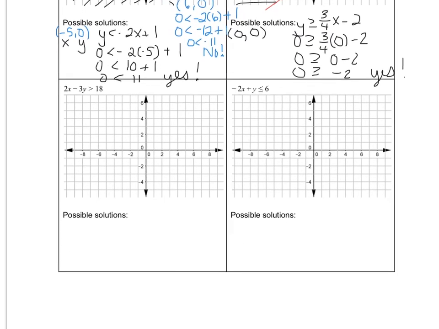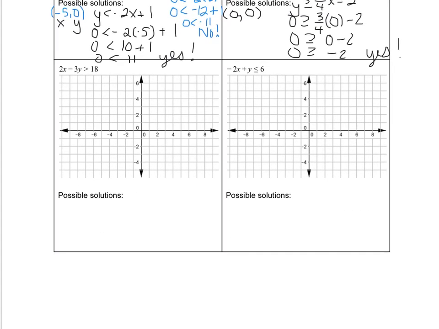Let's try another one. So first I'm going to graph this. This is greater than, which means that the line is going to be dashed, not solid. I'm going to use my handy x-y intercept thing to help me out here. So if I plug in 0 for x, I get negative 3y is greater than 18, so that's negative 6. If I plug in 0 for y, I have 2x is greater than 18, so that's 9. So I've got 0, negative 6, that's down here. I've got 9, 0, that's over here. Since it's not equal to, it's a dashed line.